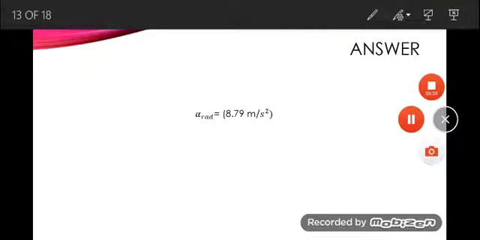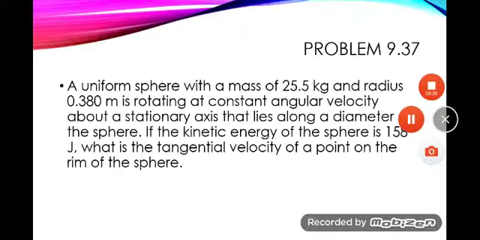Now, the last problem is pretty simple. A uniform sphere with a mass of 25.5 kilograms and radius of 0.38 meters is rotating at a constant angular velocity about a stationary axis that lies along the diameter of the sphere. If the kinetic energy of the sphere is 158 joules, what is the tangential velocity of a point on the rim of the sphere? So we're trying to find tangential velocity.